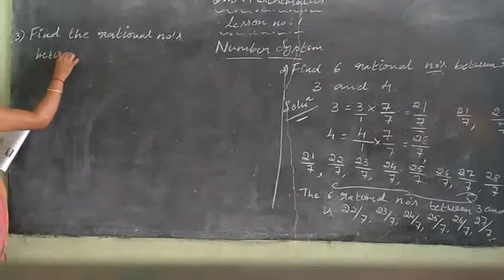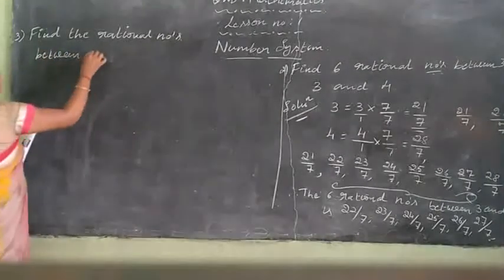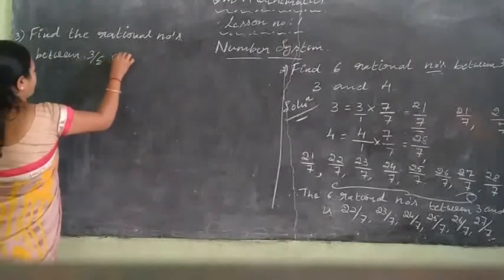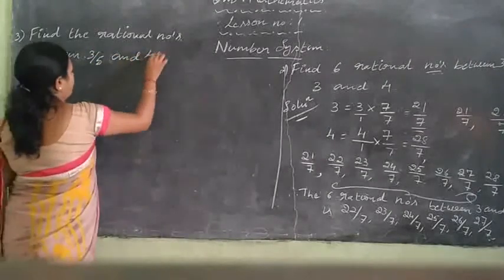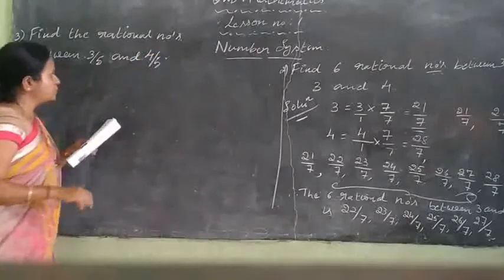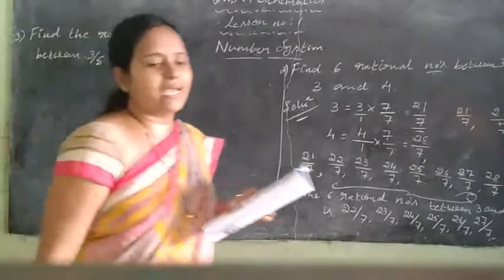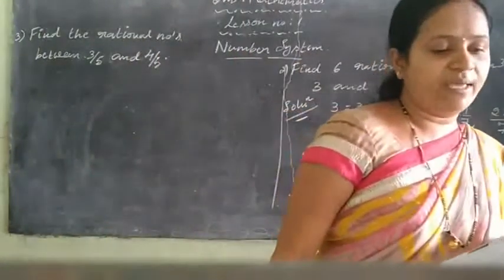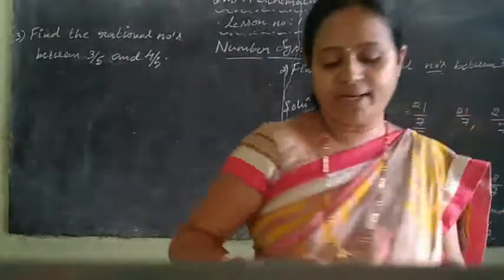Between 3 by 5 and 4 by 5, children. So now we have to write the rational numbers between 3 by 5 and 4 by 5.